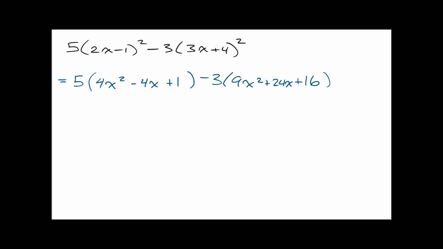So, we have to take the 5 here and distribute it. Remember our distributive property. Let's distribute, distribute, distribute. So multiply each term inside the bracket by the 5. So that gives us 20x squared minus 20x plus 5.